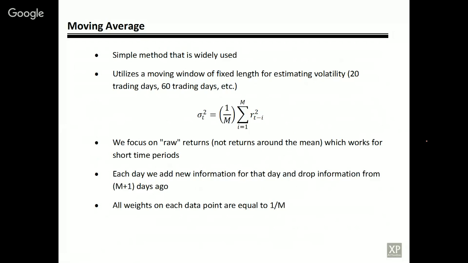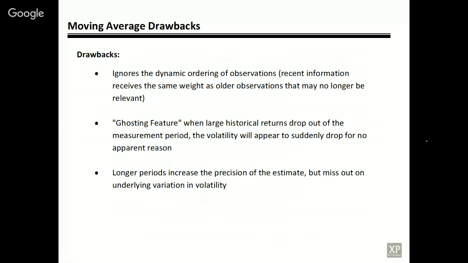So each day we add new information for that day and drop information from m+1 days ago, and all weights in this model for each data point are the same, equal to 1 over m. So what are some drawbacks to this? Well, it ignores the dynamic ordering of positions, so recent information receives the same weight as older observations that may no longer be relevant. It also introduces a ghosting feature.